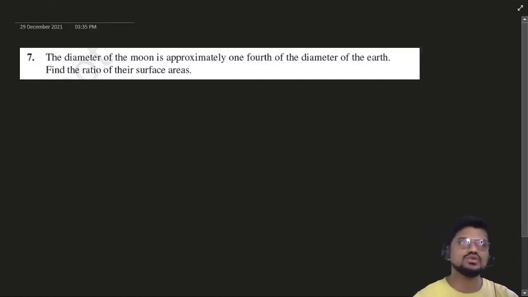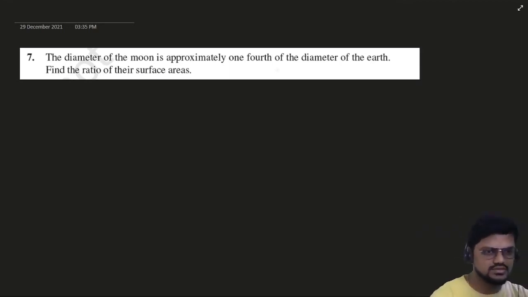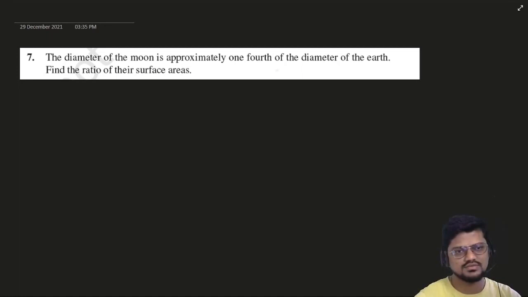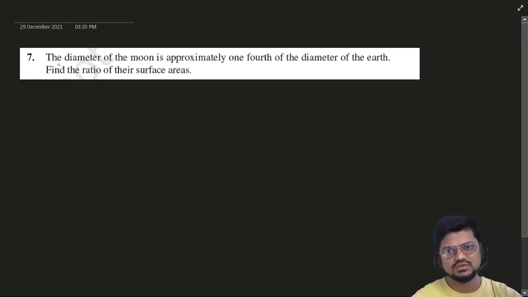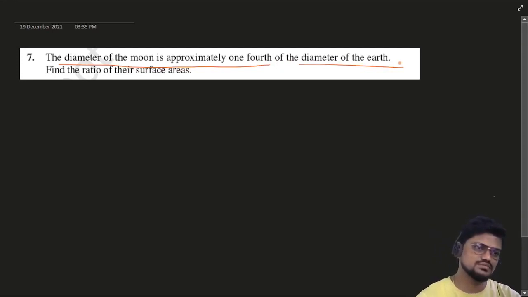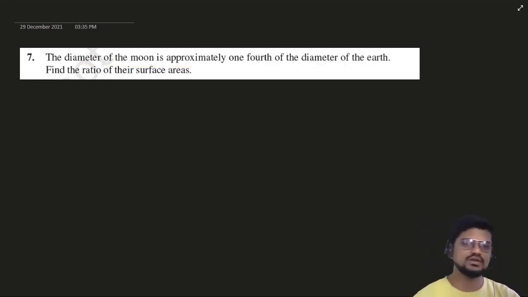Actually, the diameter of the moon is approximately 1/4 of the diameter of the earth. Is it true? What do you think? The statement is true. Okay, fine. Even I don't think that this is correct, because the moon's size is not that large as compared to earth, right?